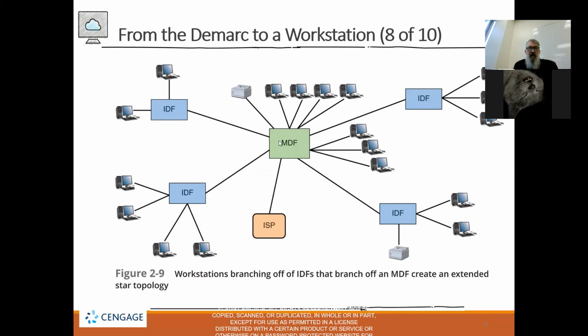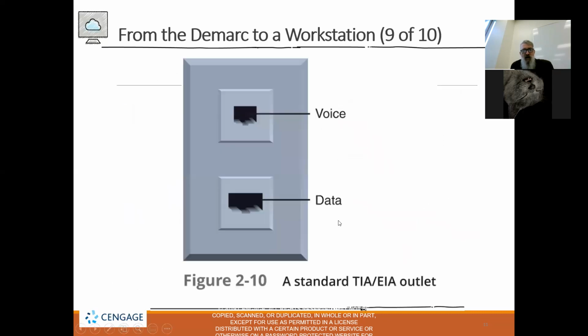Why? What makes it extended star topology? Well, you see from the MDF, we've got a star, and then some of those connections in that star go out to IDFs, our intermediate distribution frames, and our intermediate distribution frames have stars coming out of them. So that's a star, extended star, stars attached to stars.